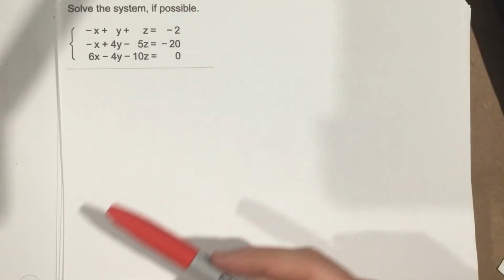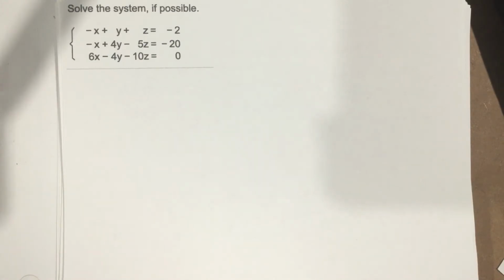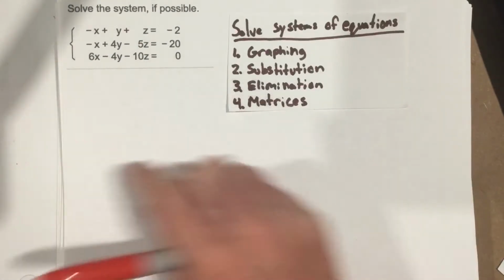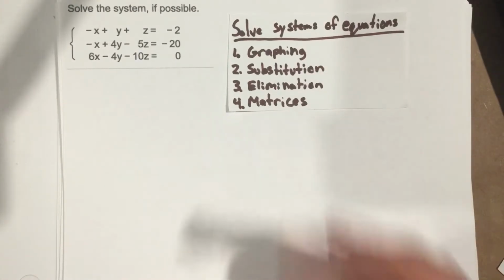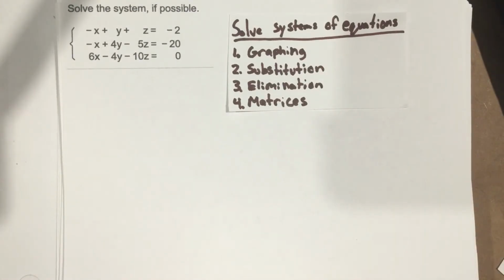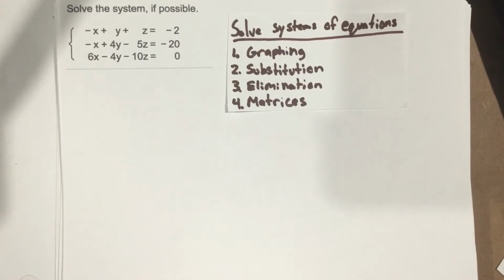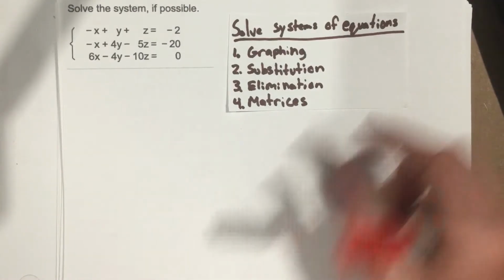Because we're working with matrices, I guess this is a system, so we could do graphing, elimination, or substitution, but we're strictly working with matrices right now in this section. So we're going to either use Gaussian elimination or Gauss-Jordan elimination.